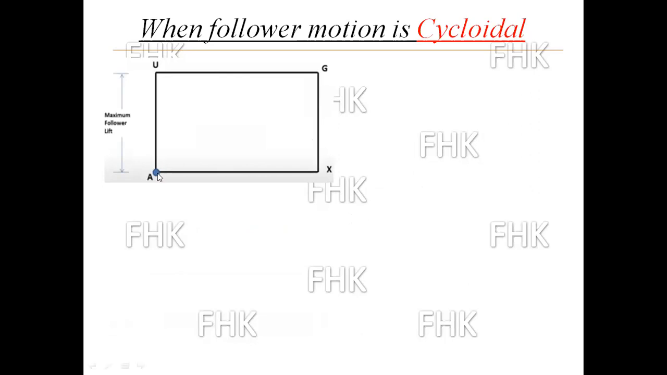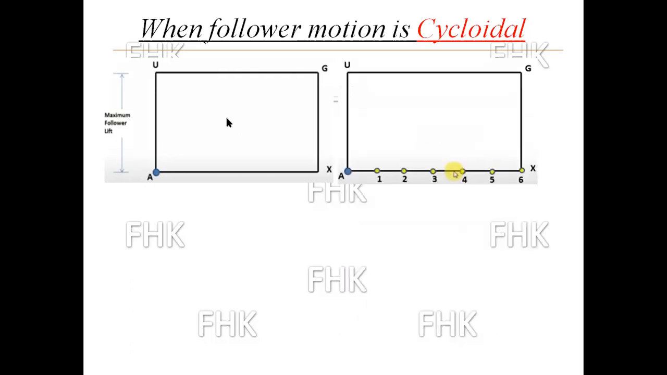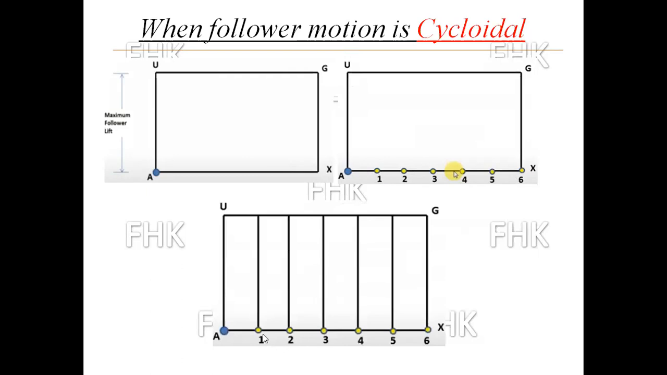Again, as earlier, on the x-axis I will draw the rotation of the cam, and on the y-axis I will plot the follower lift by taking a suitable scale. Now again I will divide the rotation of the cam into a number of equal parts, that is 6, and give the numbers 1, 2, 3, 4, 5, 6. The next procedure is the same as earlier. From all the points 1 to 6, I will draw the vertical lines. Now here the procedure is changed from earlier.